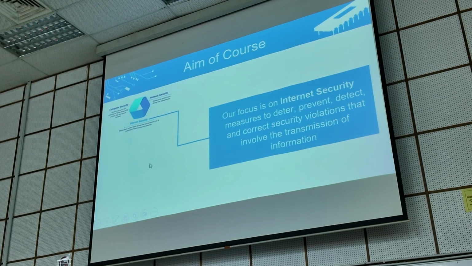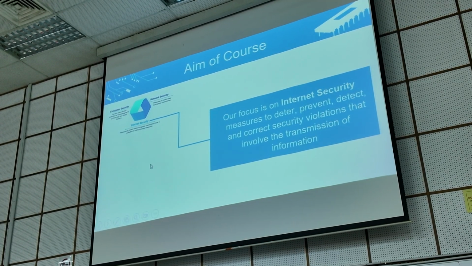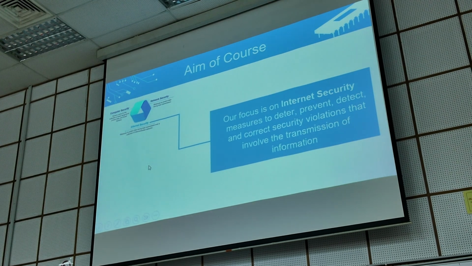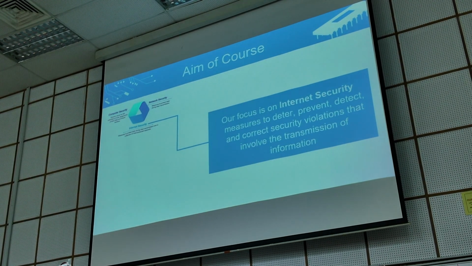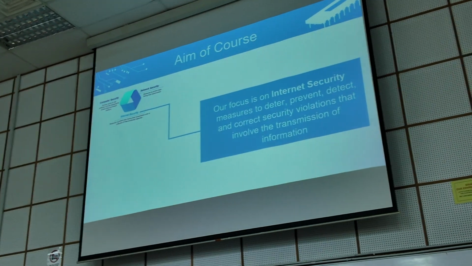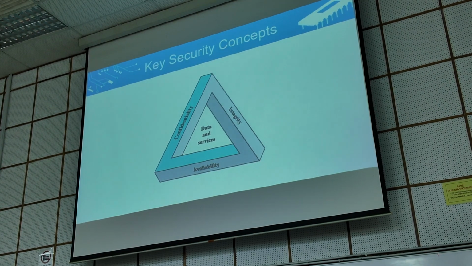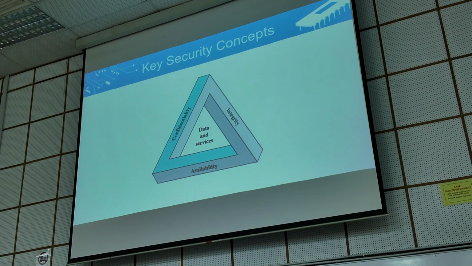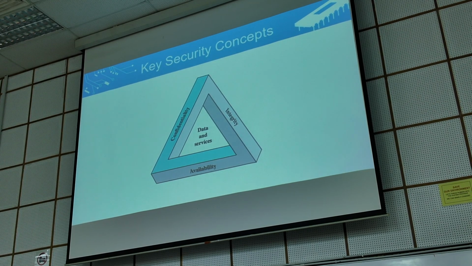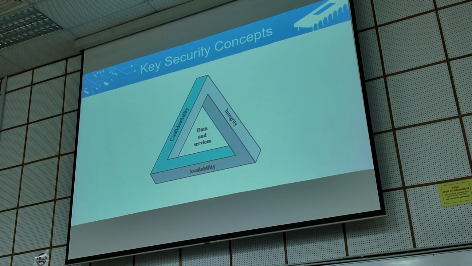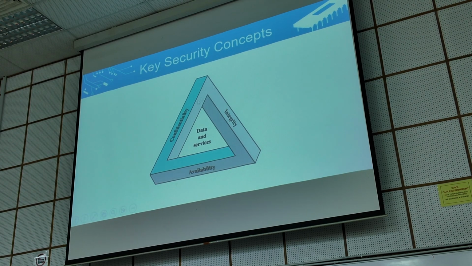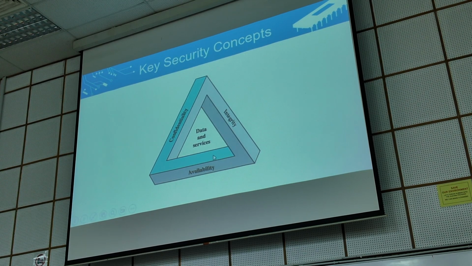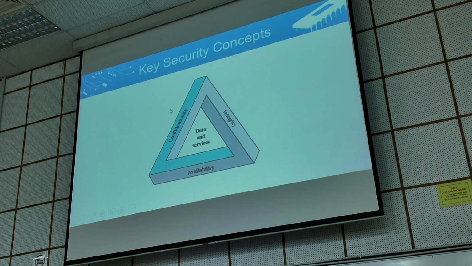In this course, you will focus on internet security. You'll learn how to prevent and how to detect all types of attacks. Here are the three security key concepts. The first one is confidentiality, followed by integrity and availability. What is confidentiality?